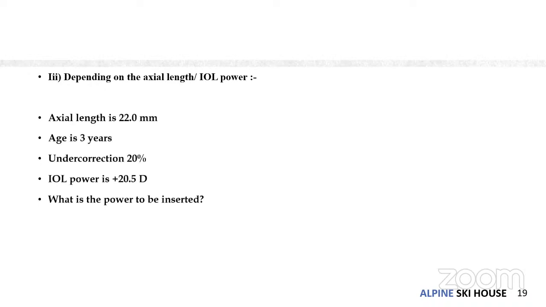Third is depending upon the axial length. Now we will see two examples based on axial length. One child's axial length is 22 mm. The age is 3, so undercorrection is around 20%. So the IOL power by scan immersion is 20.5, and the power after undercorrection is around 16.5 diopter. This is axial length around 22 mm.